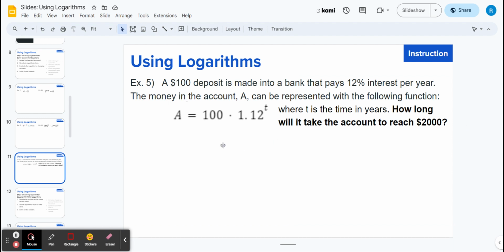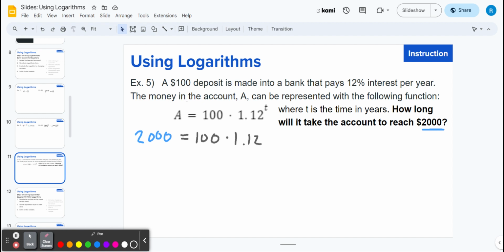So as opposed to guessing and checking and plugging in a bunch of values for t, we can take this $2,000 and swap it into our formula. We know that the amount I'm targeting is 2,000, and I'm trying to solve for t here. So if I swap that into my equation, I have 2,000 equals 100 times 1.12 to the t, and then we want to try to isolate this 1.12 to the t power.